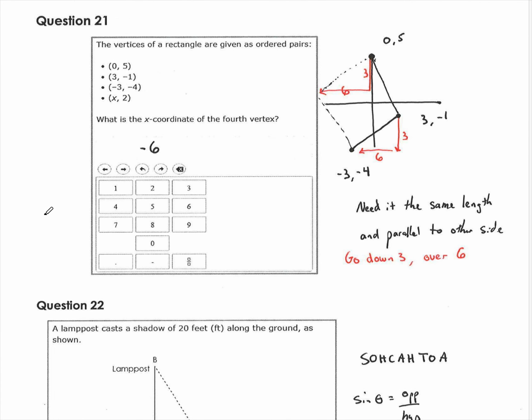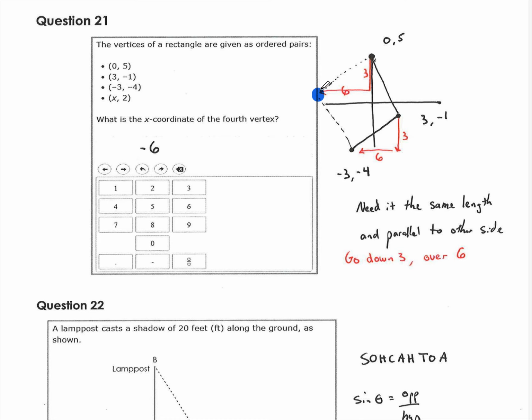Again, another picture. It says it's a rectangle, so I plotted 0, 5, 3, 1, 3, -1, and 3, -4, and we know it has to be a rectangle. So all of these things, down 3 over 6, down 3 over 6, it has to be right there. And so what I did was, it wants the x coordinate, so I have to go over 6. So over 6 from 0 just puts you at -6. Again, it has to be the same length and parallel to the other side. So once you know this guy goes down 3 over 6, this has to go down 3 over 6. It has to be the same proportion, the same slope, same everything for a rectangle.